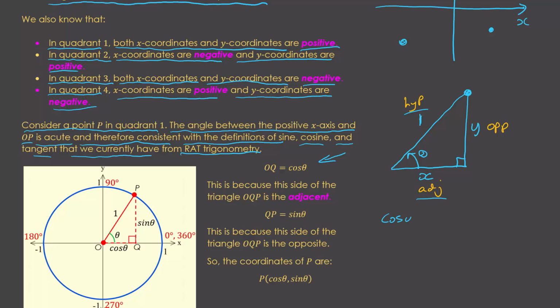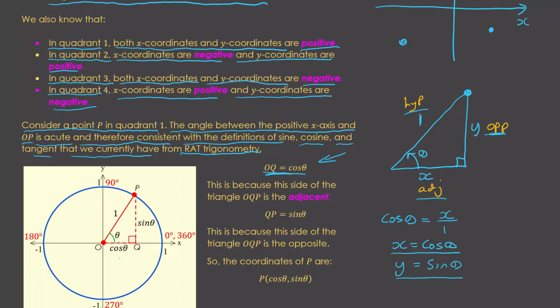The cosine of the angle would be equal to the adjacent divided by the hypotenuse. In other words, x is equal to cos theta. If we apply the same thing to finding y, that would be the opposite divided by the hypotenuse, and so we could see that y would be equal to sine theta. And that's what I've got here.